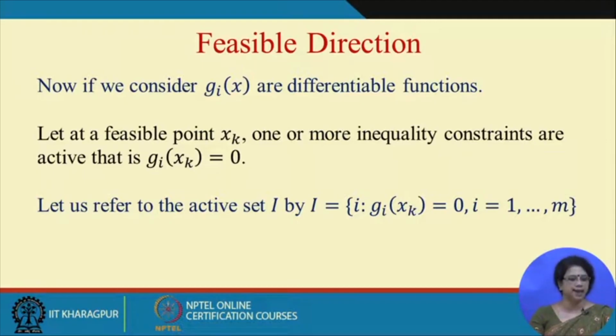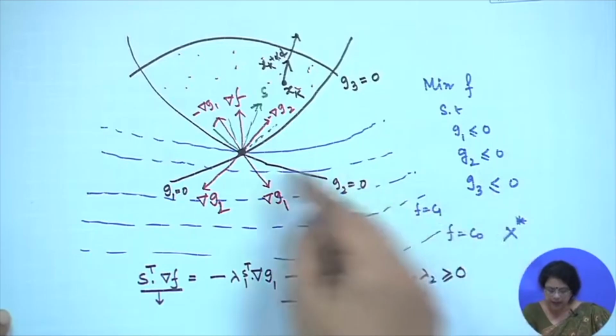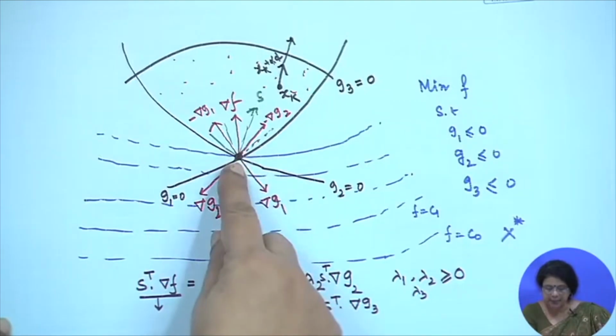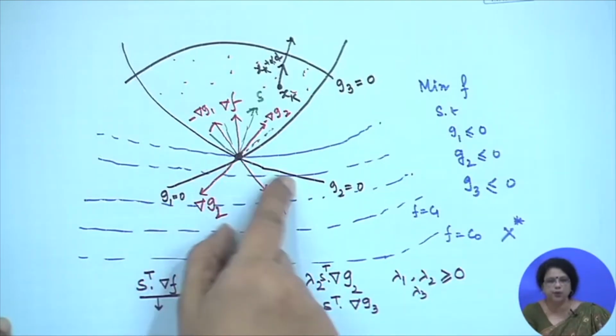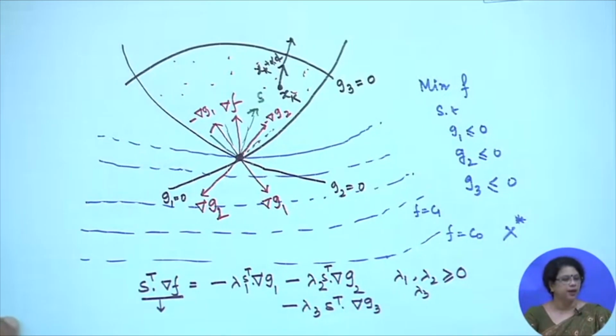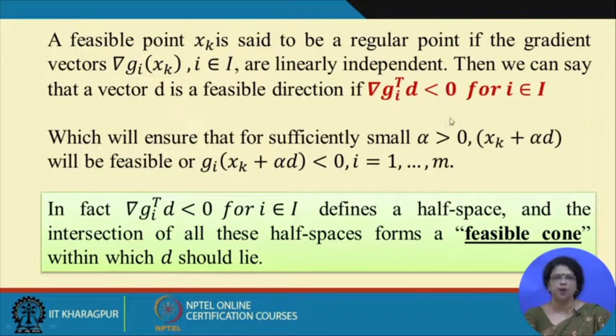That is why if I consider a group of active constraints, as I showed you in the example here, the active constraints are G1 and G2; G3 is not an active constraint. Okay? So at the optimal point, G1 equals 0 and G2 equals 0, and only these are the active constraints. Now, we can say that if d is a feasible direction, then grad Gi transpose dot d must be less than 0, where i is in the group of active constraints.